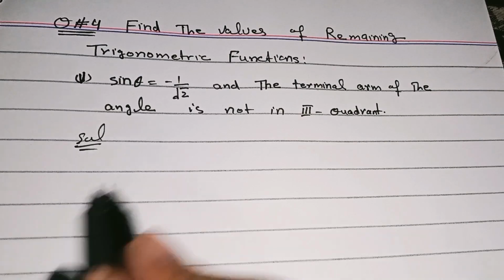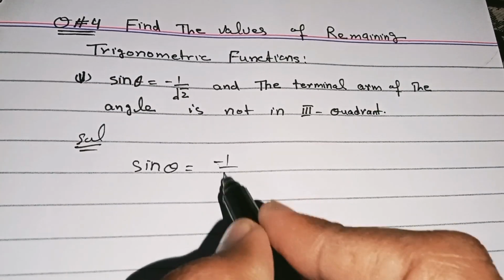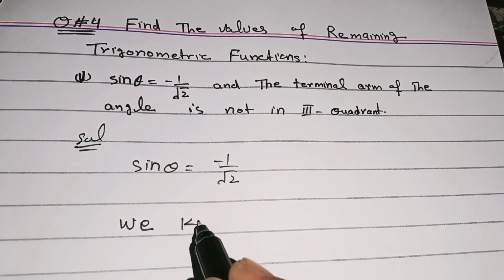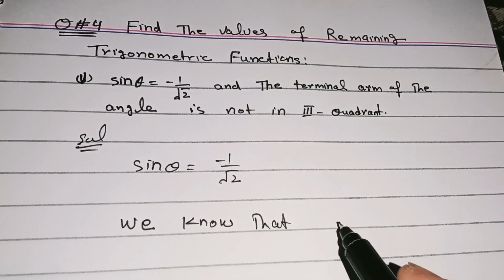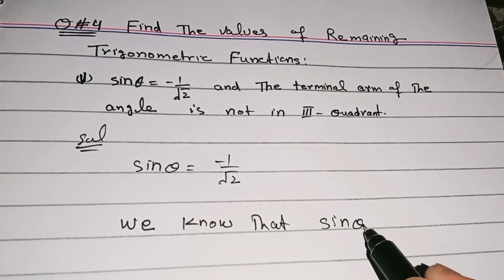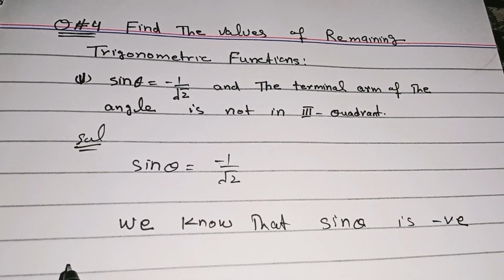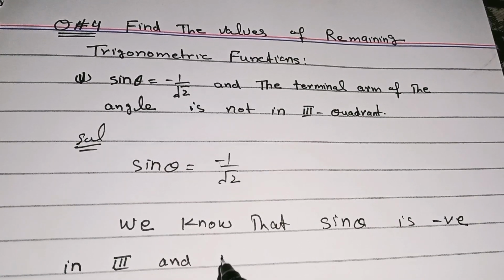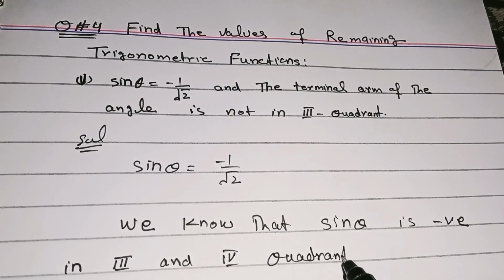Let's start the solution. Sin theta is equal to minus 1 over under root 2. We know that sin theta is negative in third and fourth quadrant.